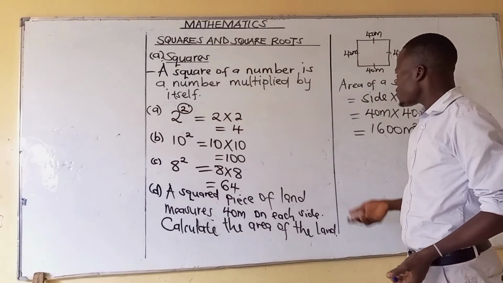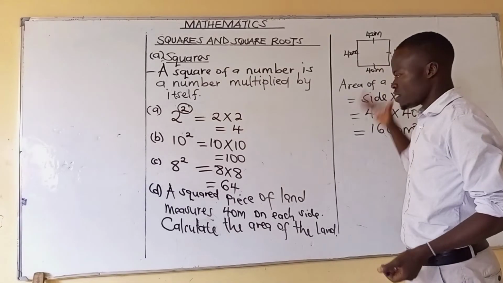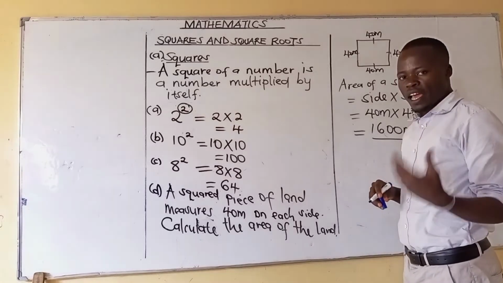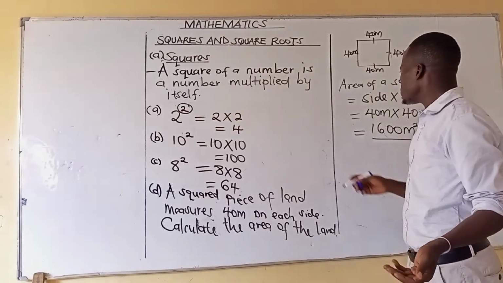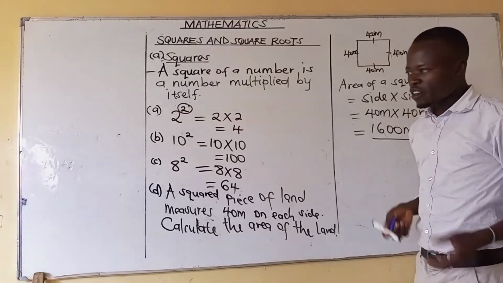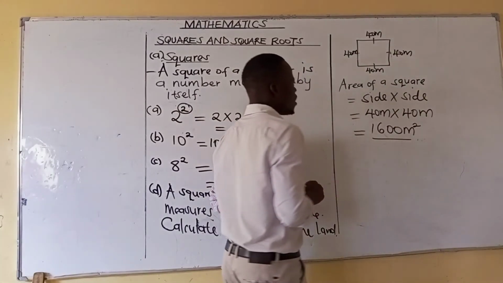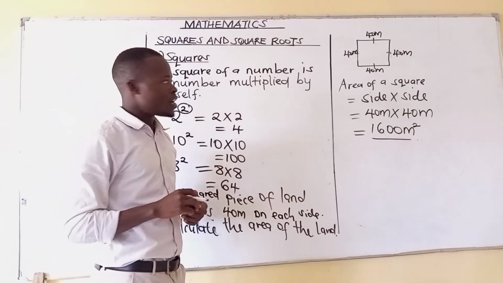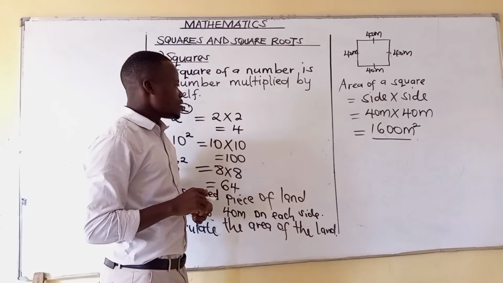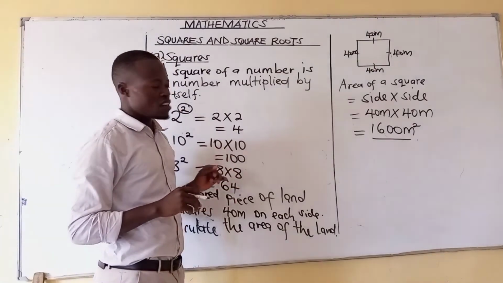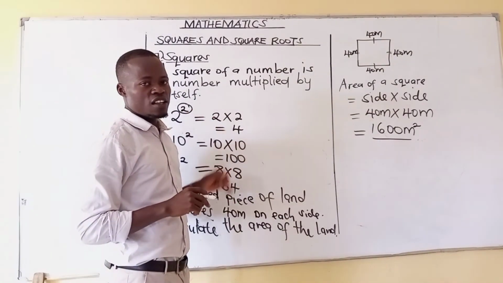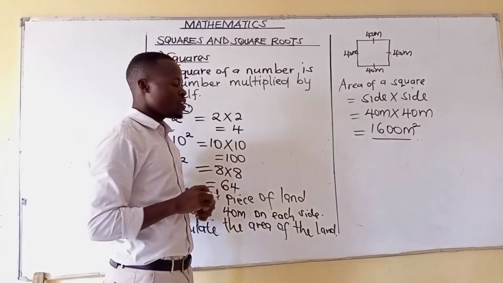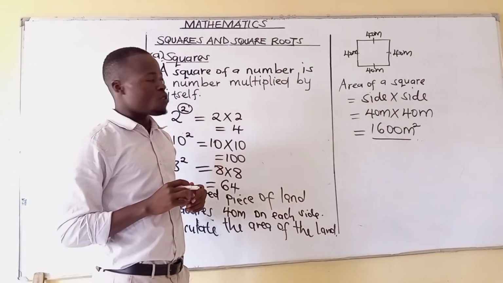What we have done is simple. We have just taken one side multiplied by one side, so this becomes the area. A square simply means multiplying a number by itself. In this case, we have multiplied 40 by 40. That brings us to the idea of working out the square of numbers. I repeat, it's just simple. You just take side multiplied by side, or you take the number given multiplied by itself, and then you definitely get the answer. So that marks the end of squares.